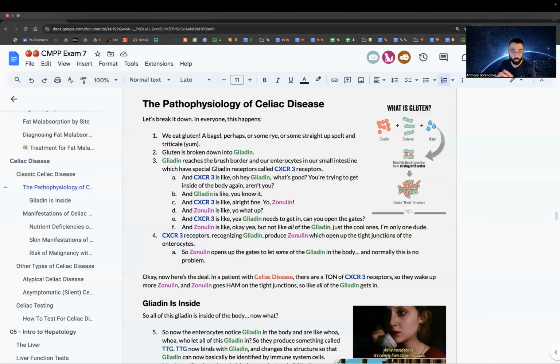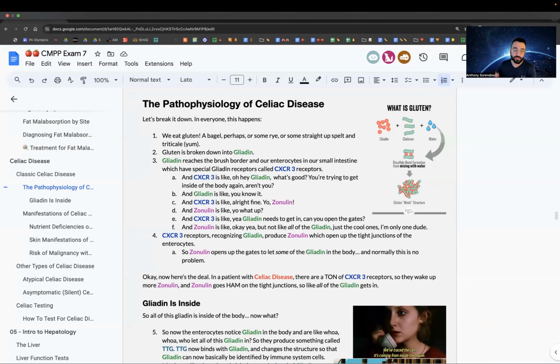are kind of reacting with the gliadin. So CXCR3 is like, gliadin, what's going on? You want to try to get inside the body again, don't you? And gliadin is like, yeah, I do. And CXCR3 is like, okay, fine. Yo, zonulin, and it wakes zonulin up, and zonulin is like, what's going on? And CXCR3 is like, yeah, gliadin needs to get back in. Can we open up the gates for him? And zonulin's like, all right, yeah, but not all the gliadin, just like the cool ones. I'm only one zonulin, so I'll let a little bit of gliadin in.